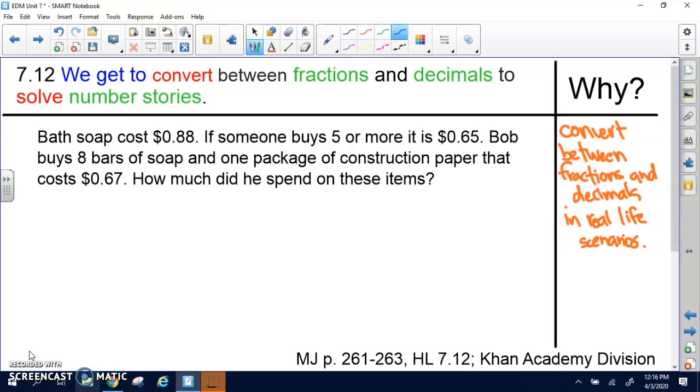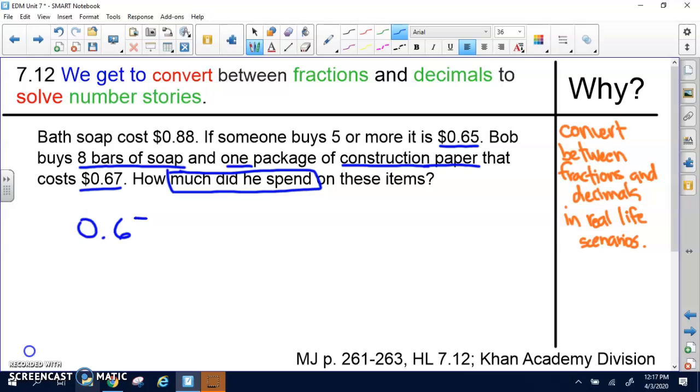So we know the bath soap originally is 88 cents, but he's buying 8 of them, which is going to be more than 5. So instead of paying the 88 cents, he's only going to be paying 65 cents for each bar of soap. And he's also going to buy 1 package of construction paper. So that is also going to cost him 67 cents. So we're trying to figure out exactly how much did he spend total. So what we're going to think about is taking this idea of the 65 cents for the bar soap, and we know that he's buying 8 of them. So the way to do that would be to do our 65 cents times 8.